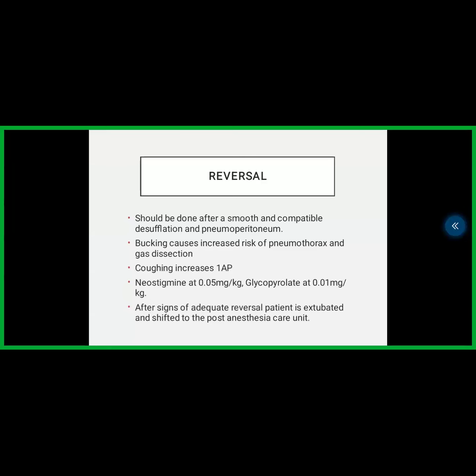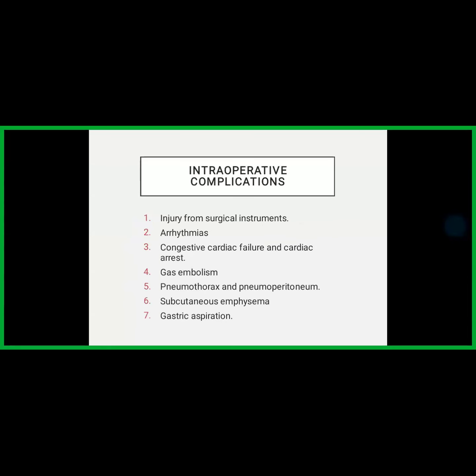For reversal, the reversal should be done after a smooth and complete desufflation and checking for hemoperitoneum. And also, we should do a smooth reversal because bucking might increase the intra-abdominal pressure and worsen the respiratory mechanics in these patients. Bucking can also increase the risk of pneumothorax and gas dissection. So we try to avoid bucking in these patients. Then for reversal, neostigmine can be given at 0.05 milligram per kg, and glycopyrrolate should also be given to antagonize the antimuscarinic effect of neostigmine. After signs of adequate reversal, the patient is extubated and shifted to the post-anesthesia care unit.